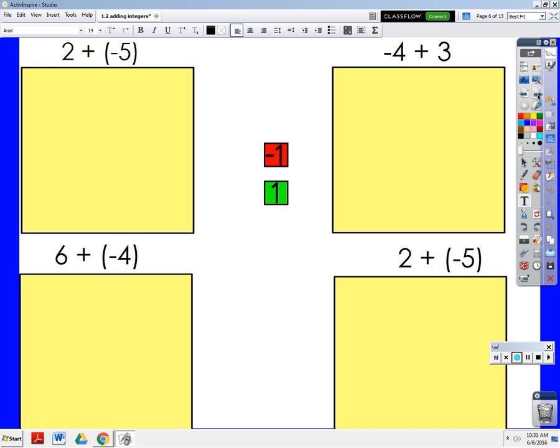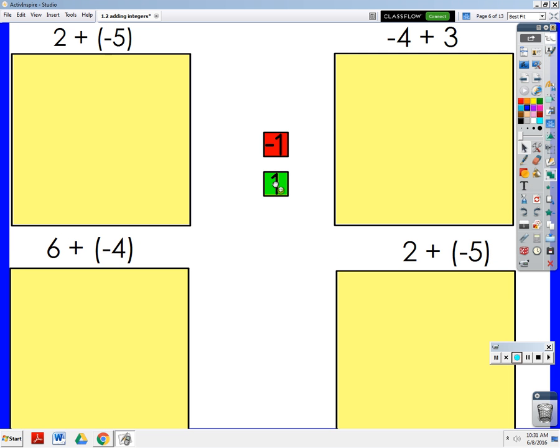I have some examples. So if I have 2 positives added to 5 negatives, let's see what that looks like with our number cubes. So 2 positives and then 5 negatives. My numbers are not the same kind of numbers. I have positives here and negatives here.